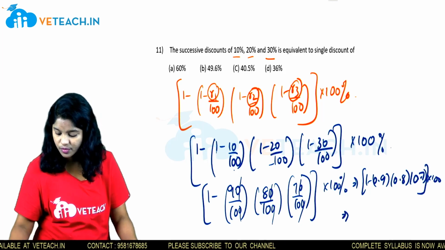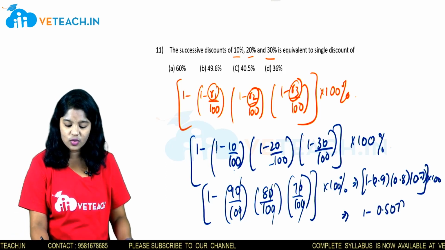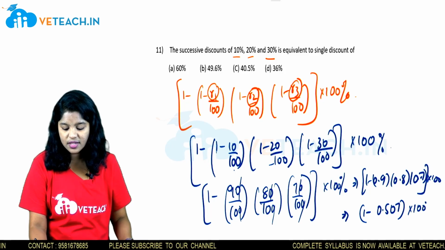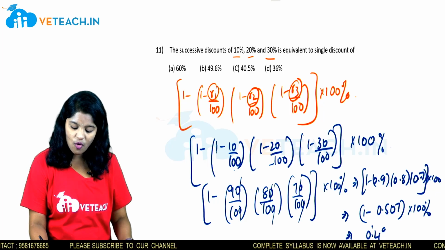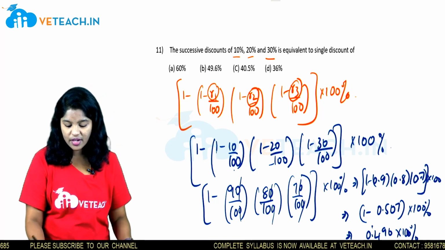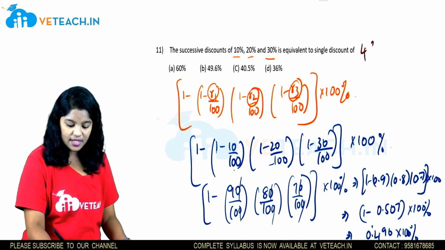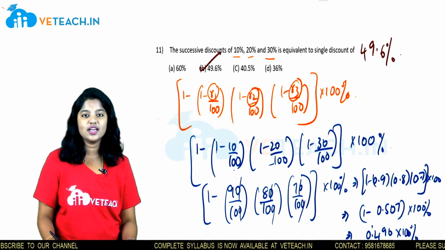So this is equal to 1 minus 0.504 into 100%, so that is nothing but equal to 0.496 into 100%. When we multiply it with 100, it will become 49.6%. So option B is our correct answer.